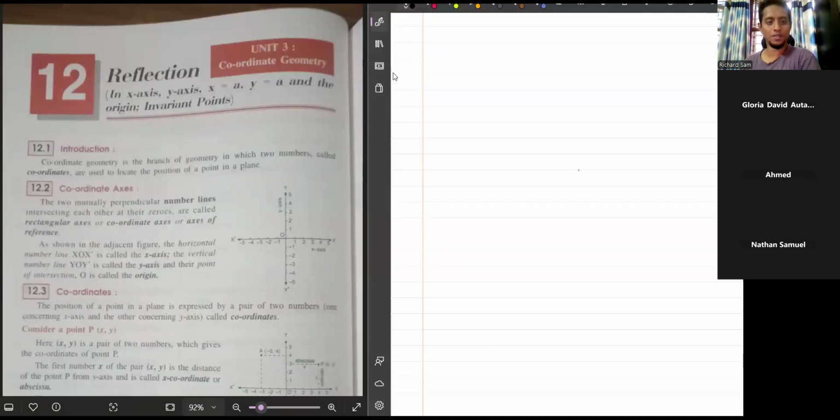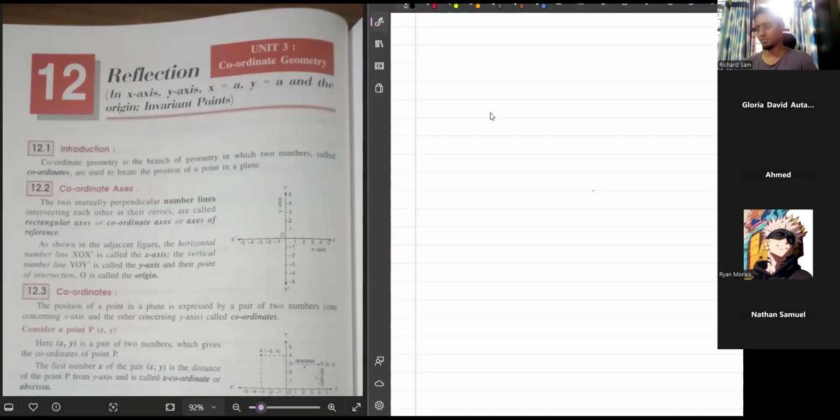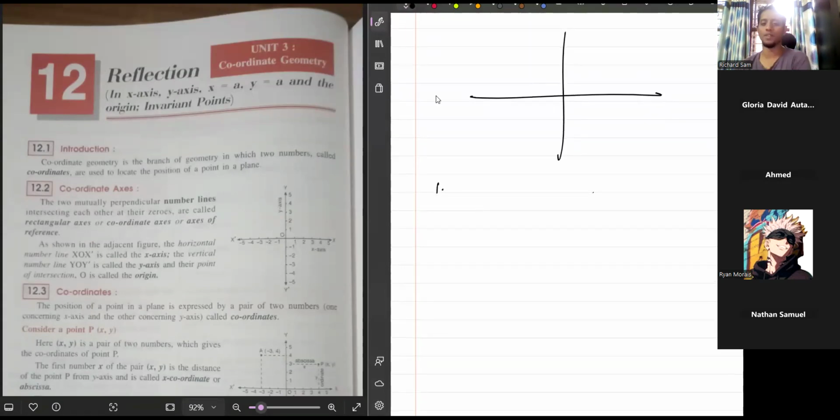Okay, so this is a revision of reflection, one of the easiest chapters in your maths textbook. So you have reflections on different planes or lines. If you look at a graph, you have the y-axis and the x-axis. There you have 5 types of reflections in this chapter. The first reflection will be along the x-axis.